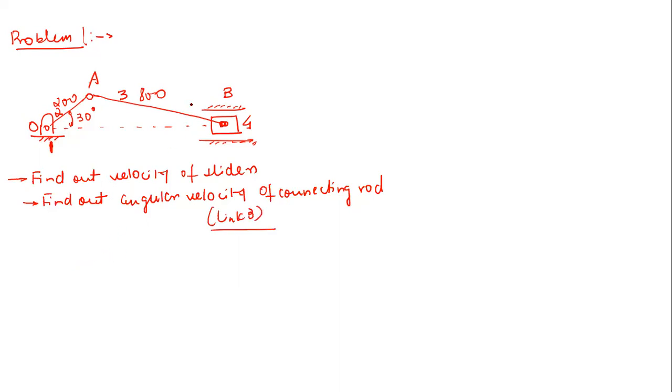And further, what is given to you? The omega 2. Let me now directly call it omega 2. That is the angular velocity of this crank, or you can say link 2, which is given as, let's say, 40 radian per second. Now let us try to solve this problem using the instantaneous center of rotation approach.